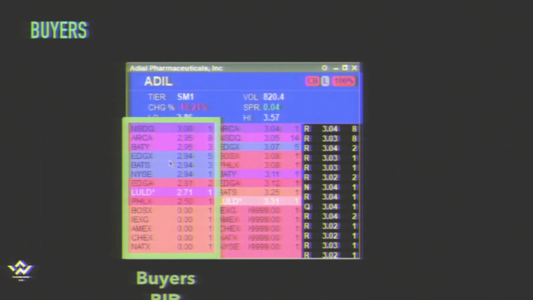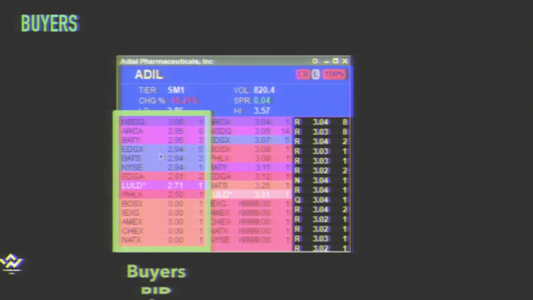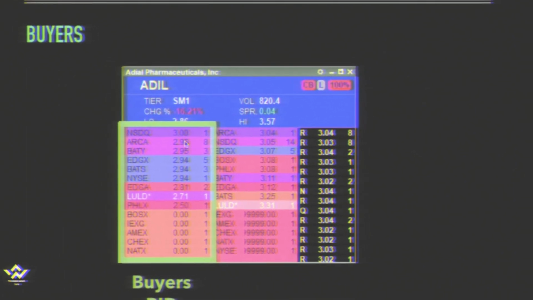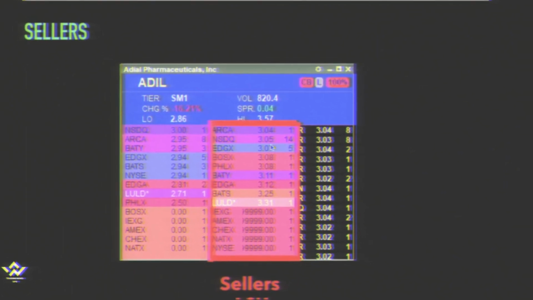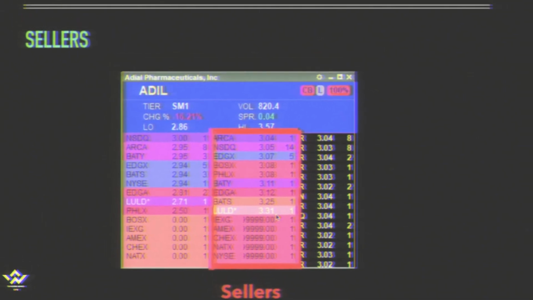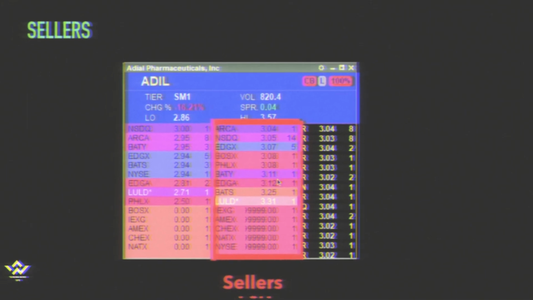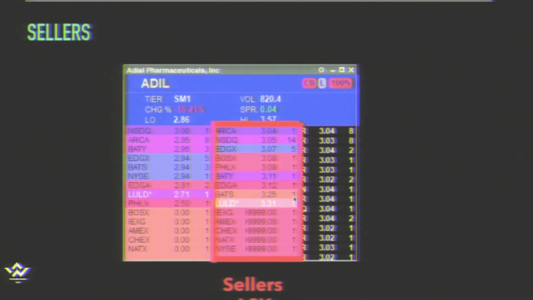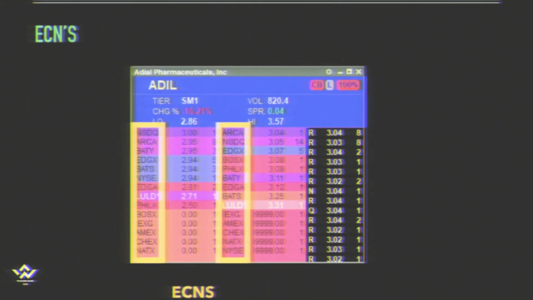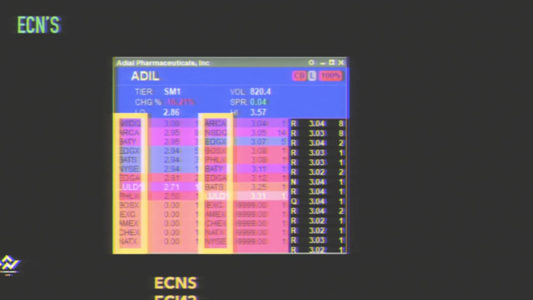This shows all the pending orders with the amount of shares at each price that are below the current best price. All the sellers are on the right-hand column. This shows all the pending orders with limit orders placed above the current best price with the amount of shares next to them. The letters on the left are the electronic communication networks, also known as ECNs.